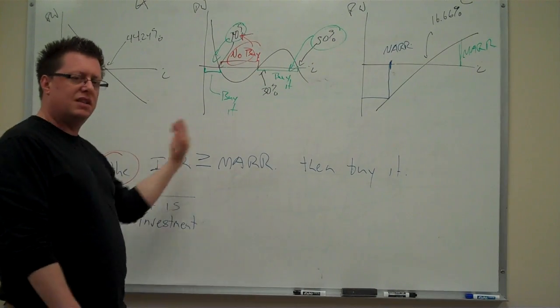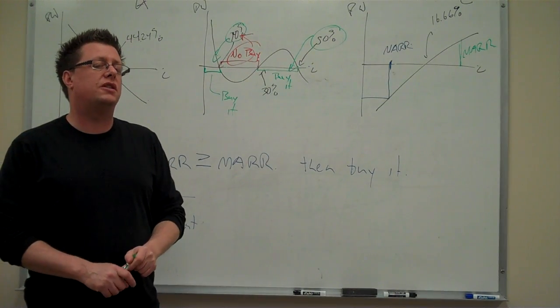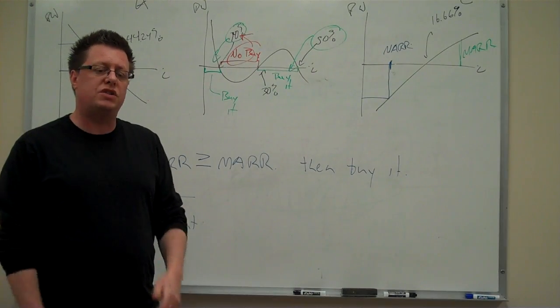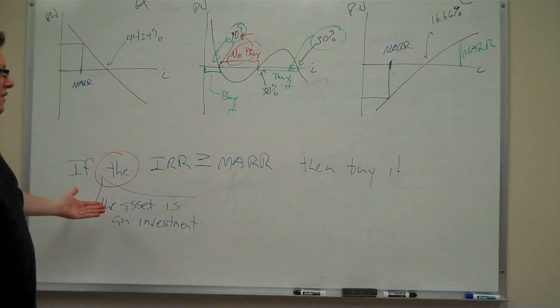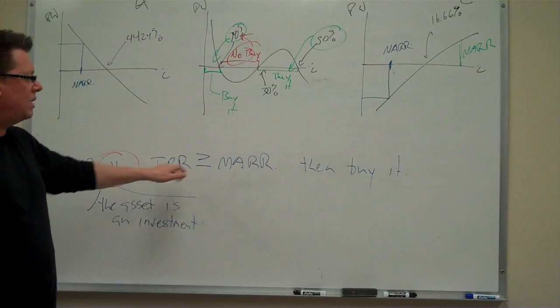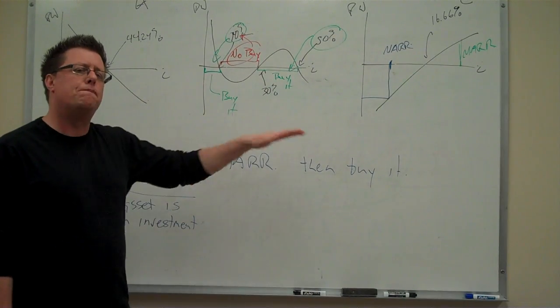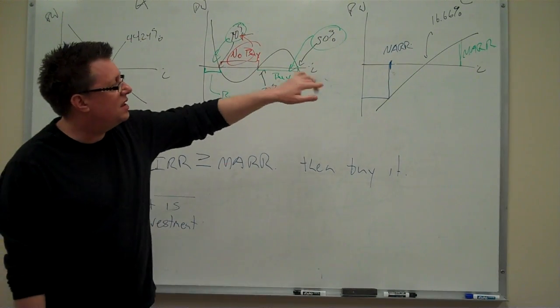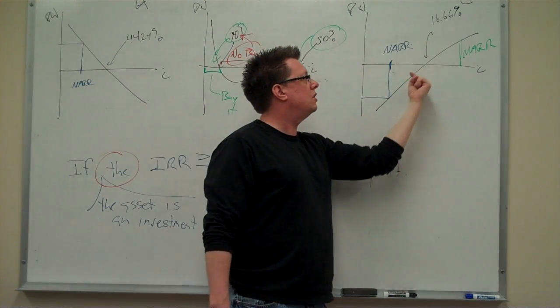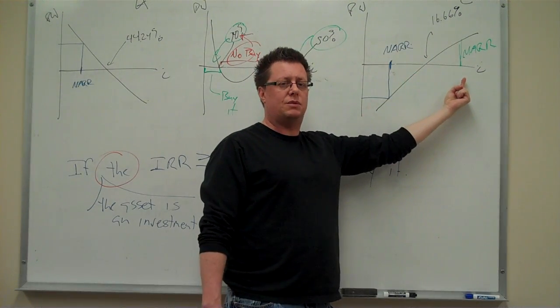And this is the unconstrained choice criteria for internal rate of return. If your asset is an investment and the internal rate of return is greater than minimum acceptable, buy it. If the asset is a loan and your internal rate of return is less than minimum acceptable, buy it.